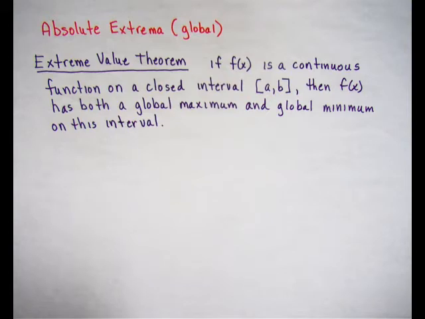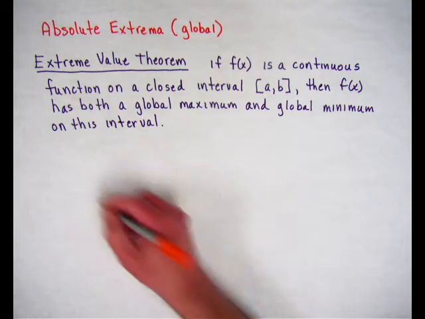It says that if you have a function f of x, and that function is continuous on some closed interval a to b, then the function has to have both a global maximum and a global minimum. Global refers to the absolute, the biggest value possible. I'd like to just draw a few pictures for you and show you what I mean by that, some of the things that can happen.